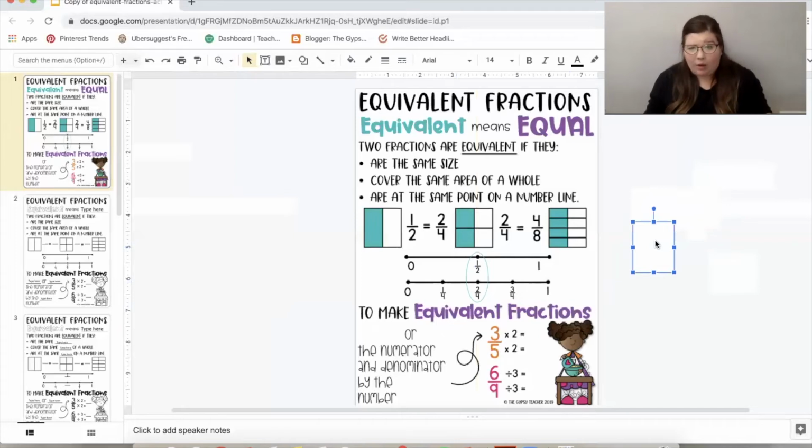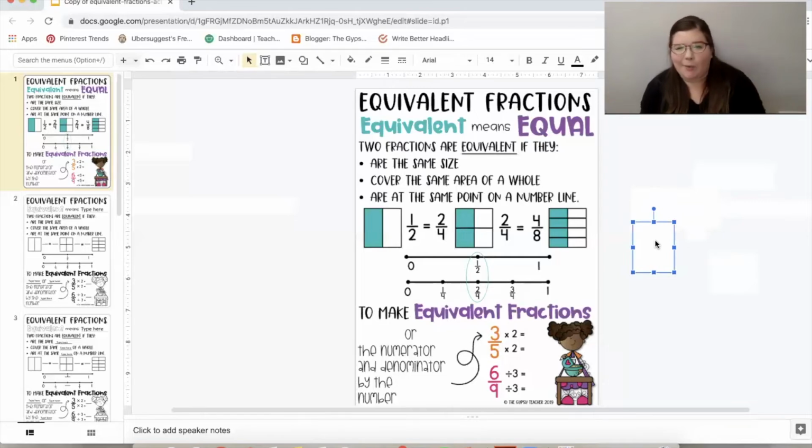Okay, so now we know what equivalent fractions are. Equivalent means equal. And we know that two fractions are equivalent if they are the same size, cover the same area of a whole, and are on the same point of a number line. Very good. You guys are getting this. I love it. Okay, we have one more part and then we're going to be all done and you get to practice this.